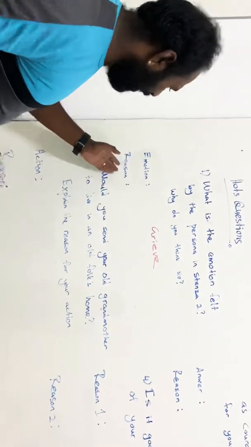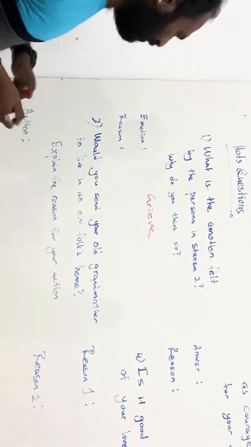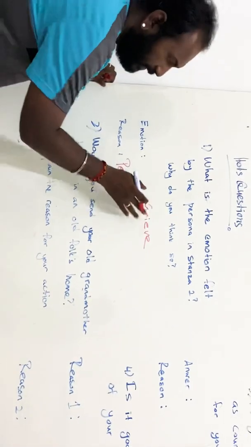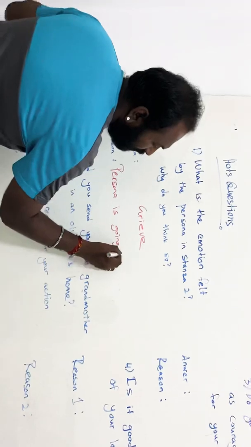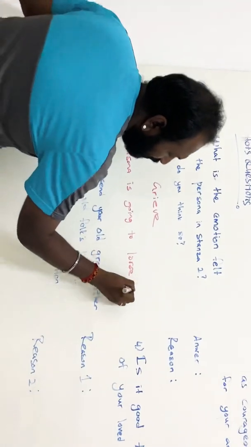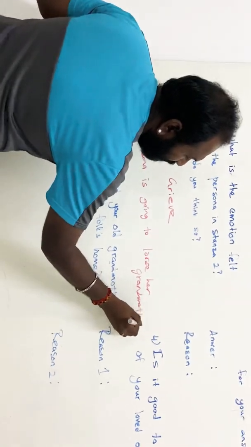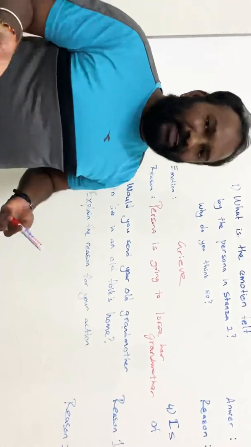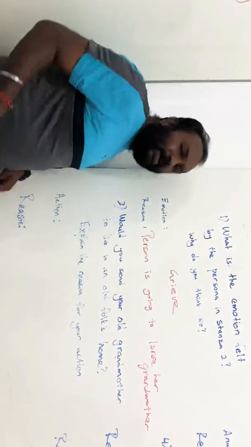Okay, now you have to give a reason why you are feeling grief. The persona is feeling grief because the persona is going to lose her grandmother. Or you can write because the persona's grandmother is going to die. As simple as that. If you can do that, you can score marks.